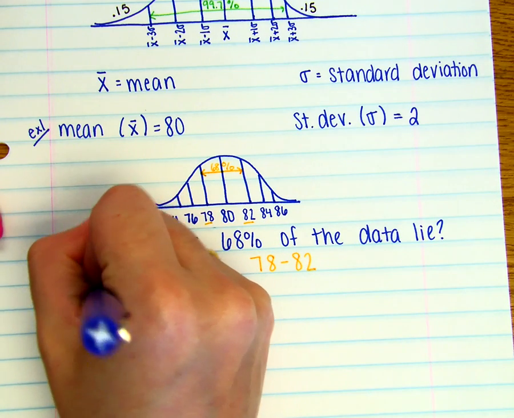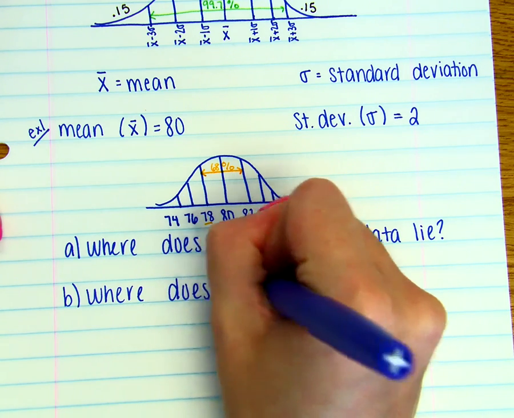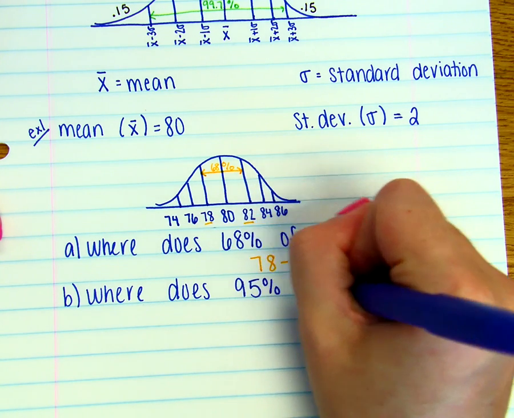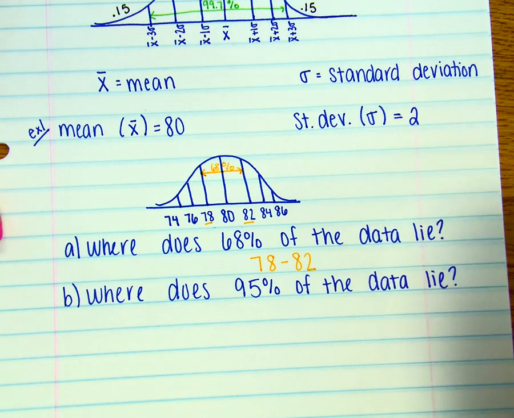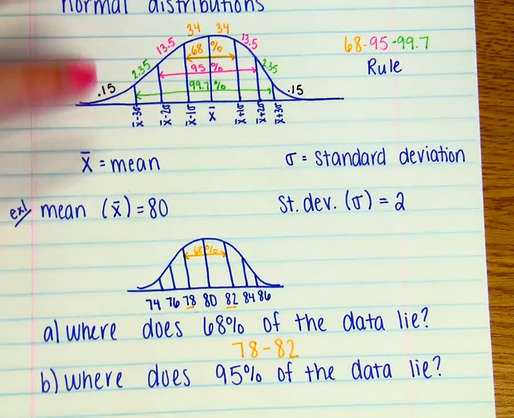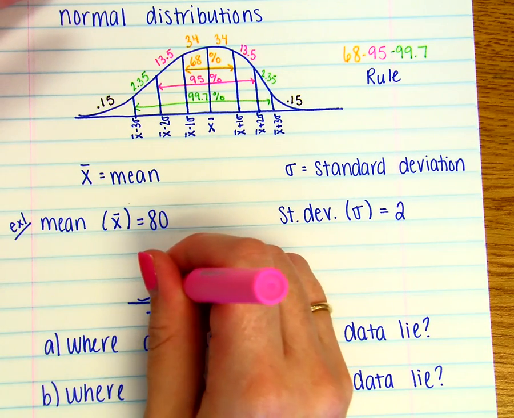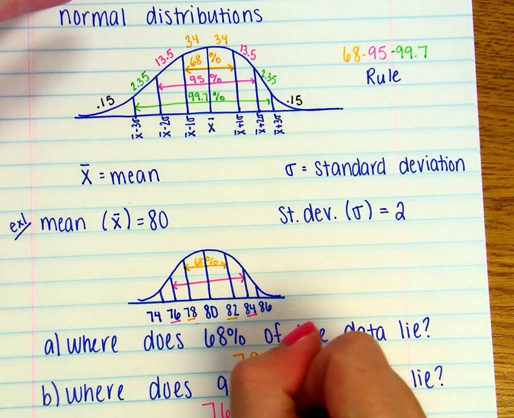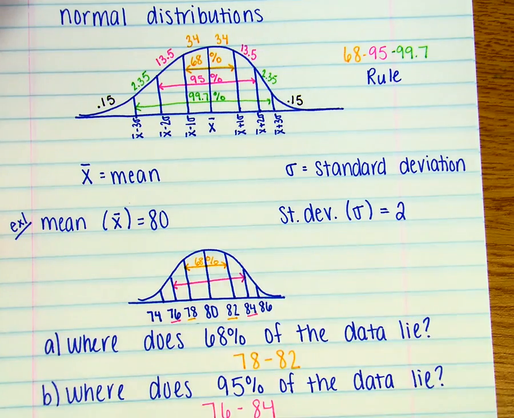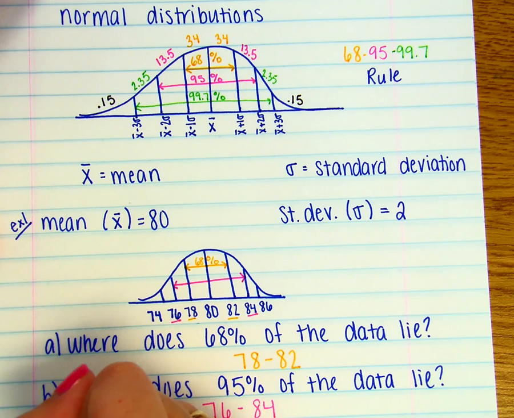Question B says, where does 95% of the data lie? So if we look at our normal distribution curve up here, 95% is 2 standard deviations away, so 2 boxes to the left and 2 boxes to the right, so that takes us 76 to 84. Questions can be stated like this, or they can be backwards.